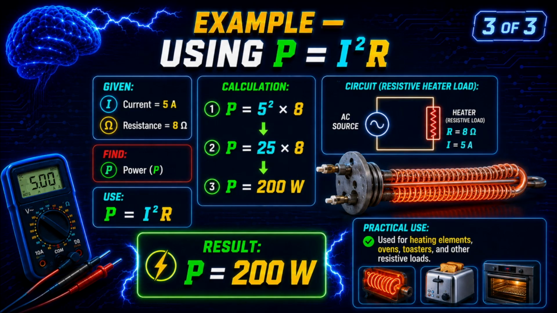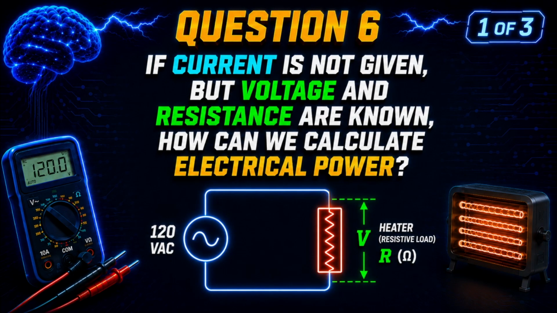Now that we know P equals I squared R, next we can look at power when voltage and resistance are known. Now let's move to question number 6. If current is not given, but voltage and resistance are known, how can we calculate the electrical power? Think about how we can combine the power formula with Ohm's law.